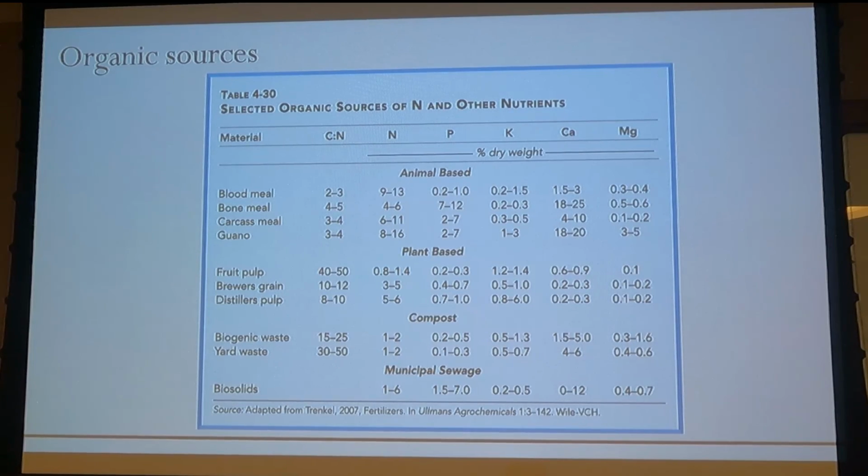Immobilization. But if it's less than what number, do we get a net mineralization? Less than 20 to 1. So would blood meal result in a mineralization or immobilization? It's less than 20, so it'd be mineralization. Mineralization. What about fruit pulp? That would be immobilization. What about biogenic waste? It's in the middle ground. Yeah, right. And then what about the yard waste?